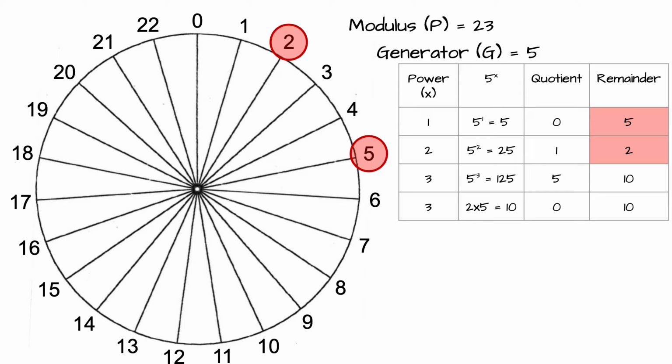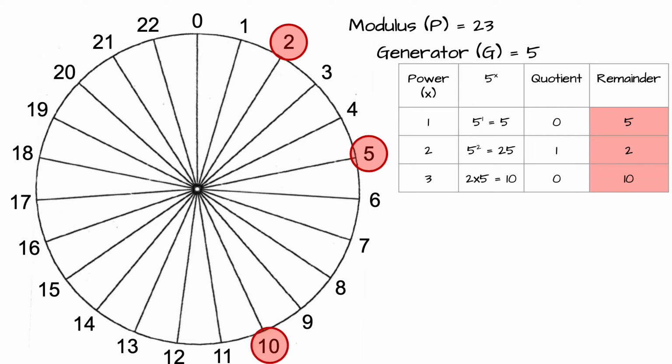And as these powers continue to accumulate, and we do 5 to the fourth, 5 to the fifth, 5 to the sixth, 5 to the seventh, you'll see it is much easier to do it this way because we're going to have much smaller numbers to work with. So let's get rid of that third row, and then let's mark our 10 on our diagram, and then we'll go on and do 5 to the fourth. Now, we're not going to actually compute 5 to the fourth. We're just going to take that 10 we just got and multiply it by another 5 to get 50, and divide by our modulus of 23. 23 goes into 50 twice with a remainder of 4. And we'll mark the 4.